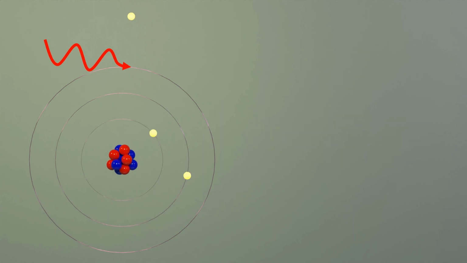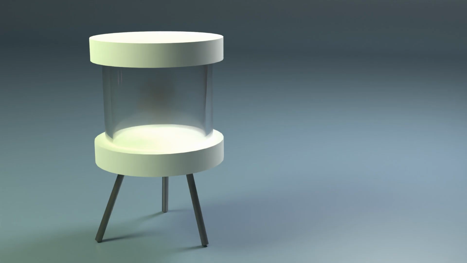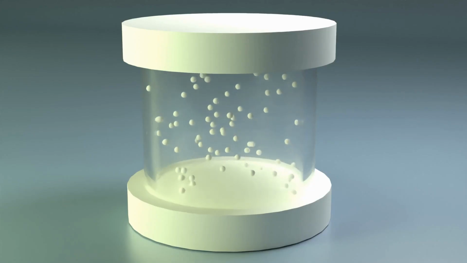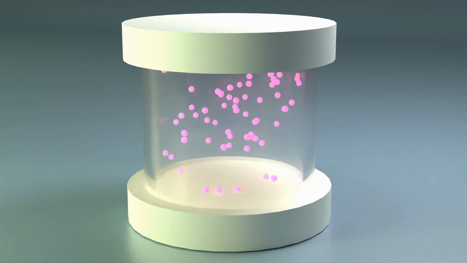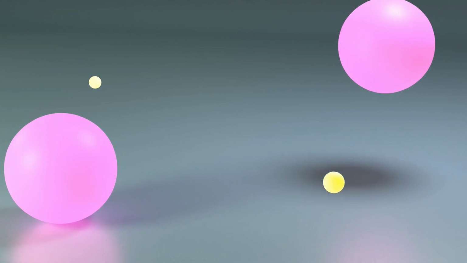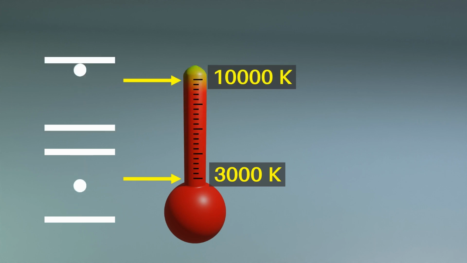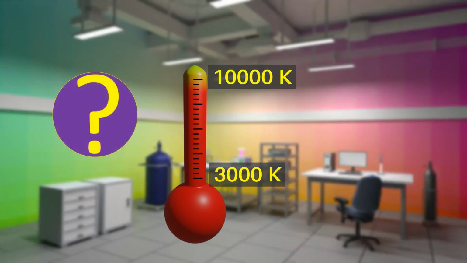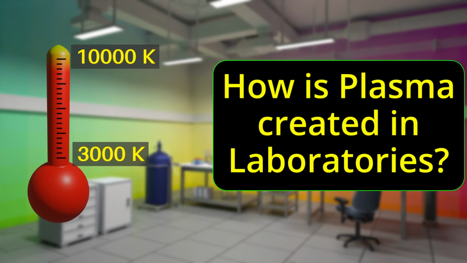To ionize atoms, we need to supply external energy, known as ionization energy. But where does this energy come from? The easiest way to supply energy to gas is by increasing its temperature. Heating increases the kinetic energy of gas atoms, causing them to collide with each other, which in turn knocks electrons out of the atoms. However, to increase the kinetic energy of gas atoms to the required extent, temperatures of approximately 3000 K to 10,000 K are needed, which is quite challenging to achieve in a laboratory setting. Therefore, an alternative method is used to create plasma.